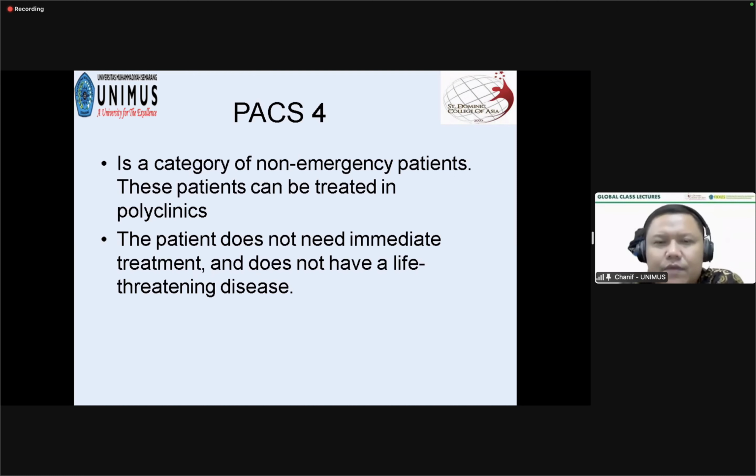Another one is about PAX 4, which is a category of non-emergency patients. It is the false emergency. The patient can be treated in polyclinics or by medical doctors, and does not need to come to the hospital emergency department. The patient does not need immediate treatment and does not have a life-threatening disease. Yeah, that is PAX 4.